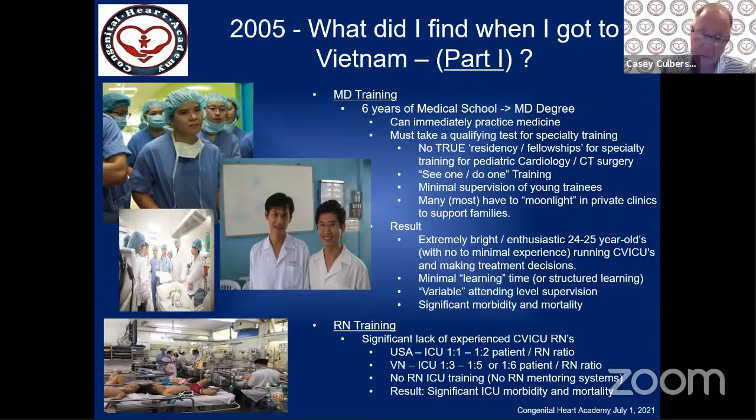For the nurses, there's also a significant lack of CV ICU nurses. We're used to, in the United States, ratios of 1 to 1 or 1 to 2 for patient RNs. In Vietnam, it was more like 1 to 5 or 1 to 6. I could find no RN ICU training, so there's no mentoring system. And again, the result was significant ICU morbidity and mortality.